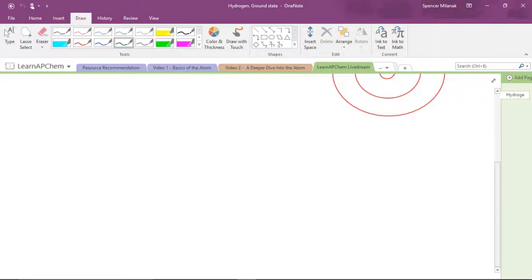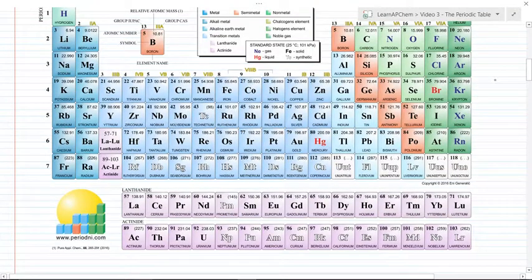Anyway, I believe I was talking about looking at properties on the periodic table. Okay, yeah, good deal.